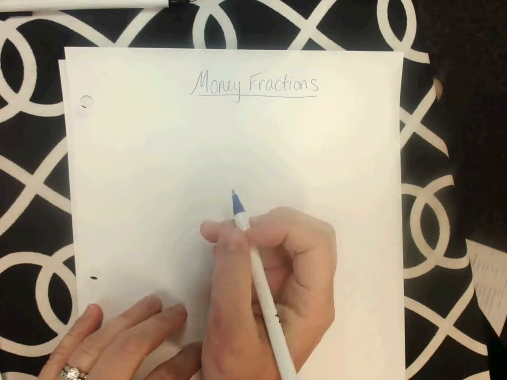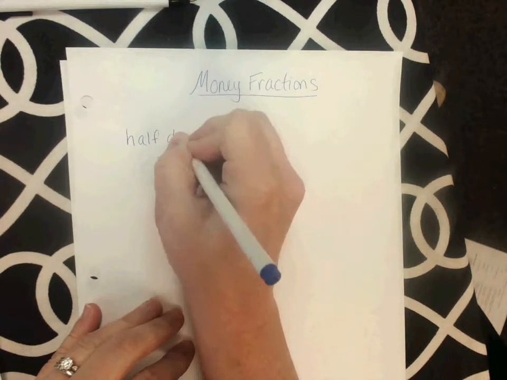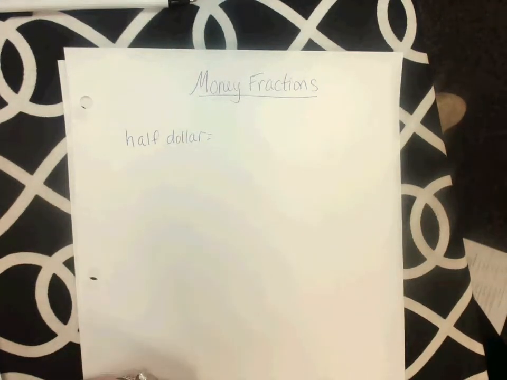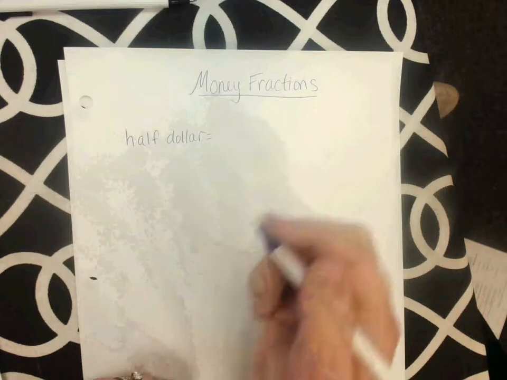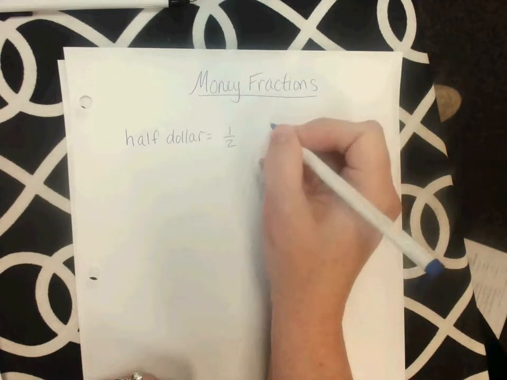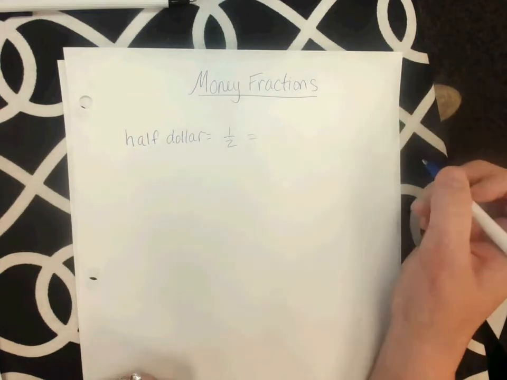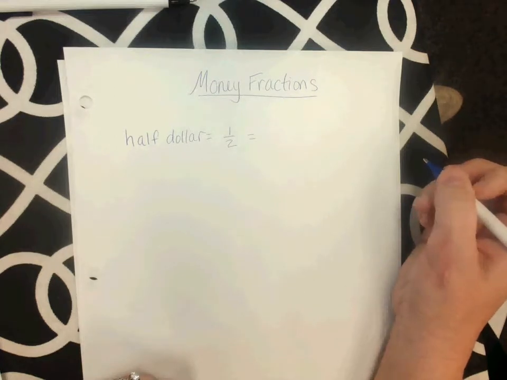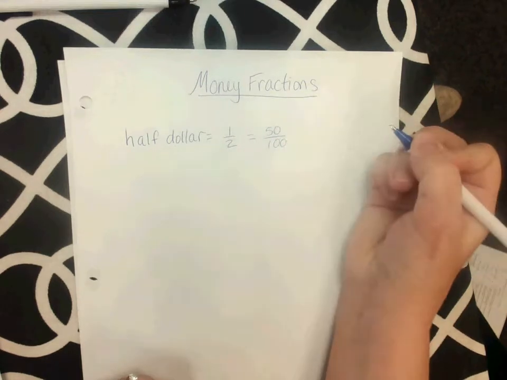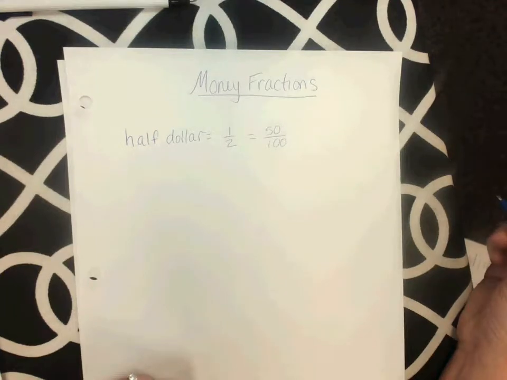First, let's begin with a $50. The first fraction that is equivalent to half of a dollar is 1/2. 1/2 makes sense because its value is 50 cents. 50 is half of 100. So the next fraction we can write is 50 100ths, because a $50 is worth 50 out of 100 cents.